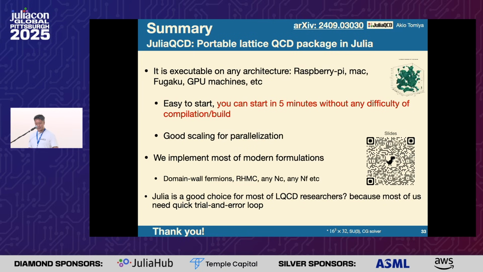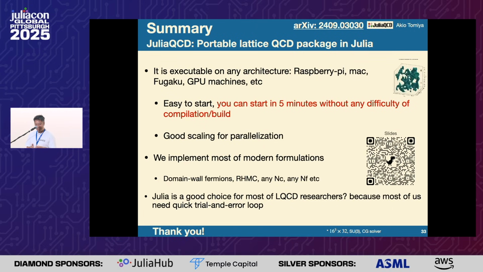Okay, let me summarize my talk. JuliaQCD is a package for lattice QCD, and it runs on any kind of architecture: Raspberry Pi, Mac, Fugaku, or GPU machine, whatever. It is easy to start. You can start in 5 minutes without any difficulty of compilation or build, and it has good scaling. It shows good scaling for parallelization.